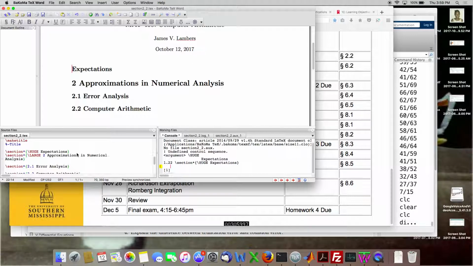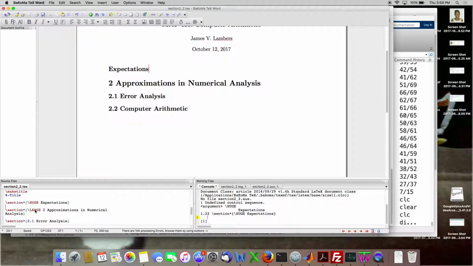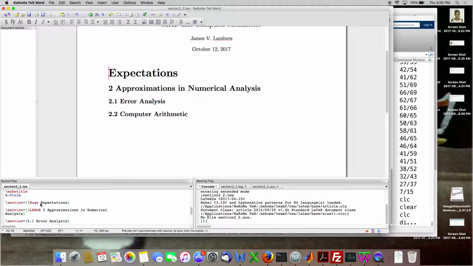That's strange. I don't know if you can see this, so I'm going to make this window bigger. Here I have large in caps, and then up here I have huge in caps. That's supposed to be bigger, but it's not. Ah, okay, silly me.